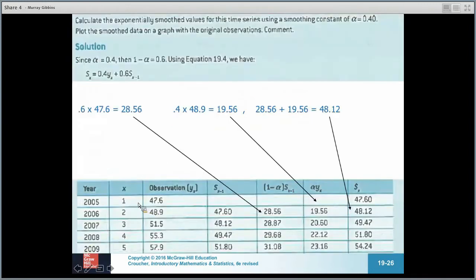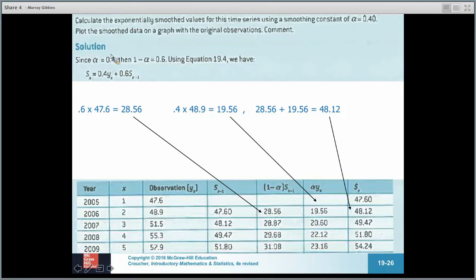Let's go and have a look at what it looks like. So this is the real data. Here are the observations. So once we start to smooth, again, we don't have enough for year 2005. We've only got one piece of data. So we can't do anything with that. We're just going to bring that across to there. And maybe we're going to put it as a smooth value, even though technically it's not smooth.